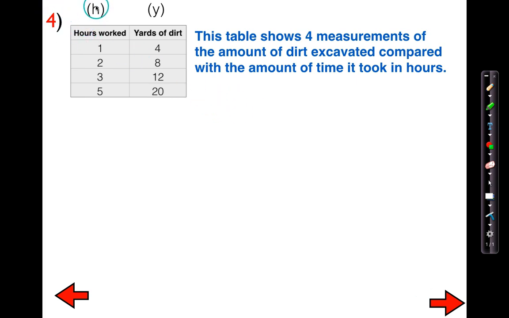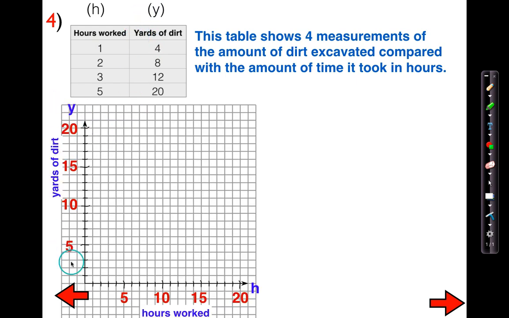So H is what they want you to use for hours, and Y is what they want you to use for yards. So here is my setup for the graph. Notice this is my input, which is Y. It is placed in the spot of the x-axis, and this is my output, so that's why it is placed in the y-axis. Notice the hours is what's going to determine how many yards of dirt is excavated. That's why this is the input and this is the output.